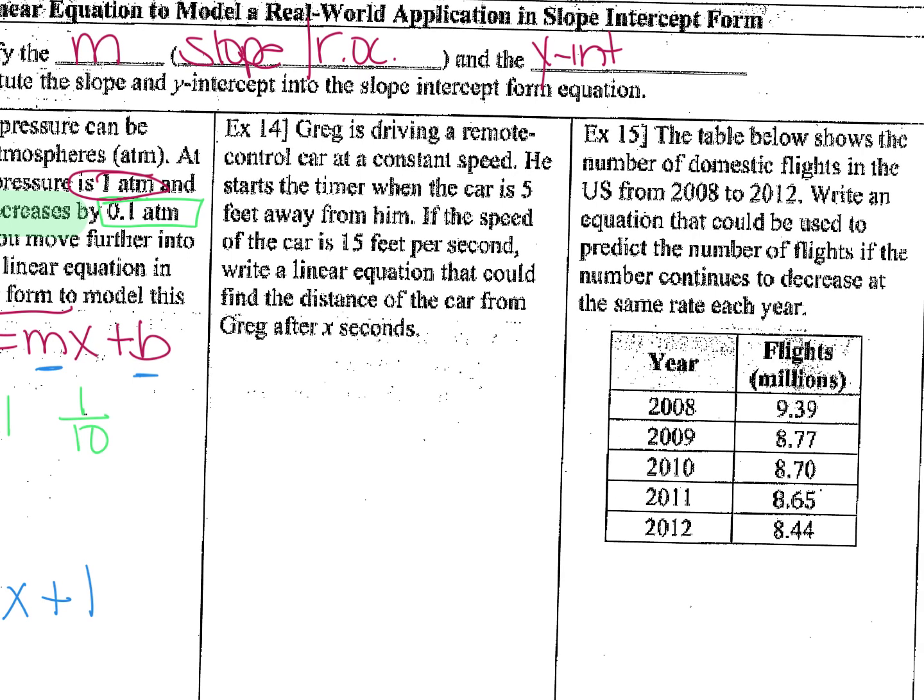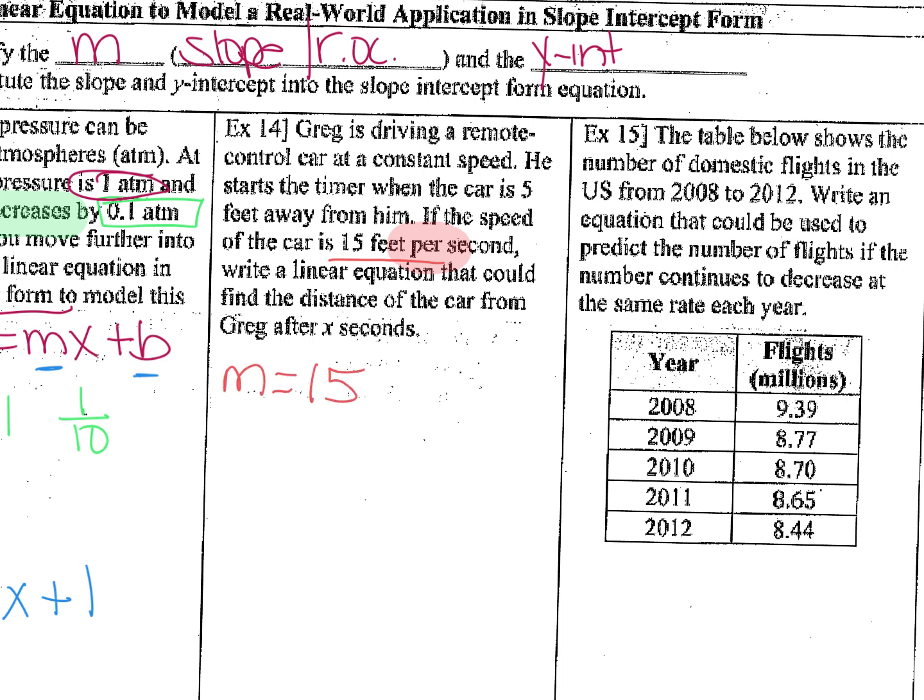So I have Greg driving a remote controlled car at a constant speed. He starts the timer when the car is 5 feet away from him. And if the speed of the car is 15 feet per second, they want me to write a linear equation. So first, let me pull out some of these key things. I see this keyword here, per, which tells me per is a keyword for slope. So my slope is what? It's 15. My slope is 15.